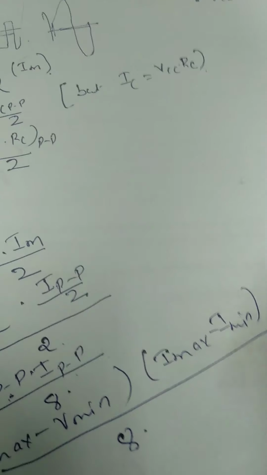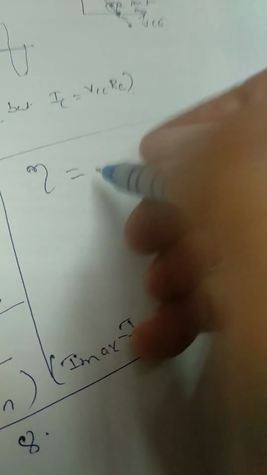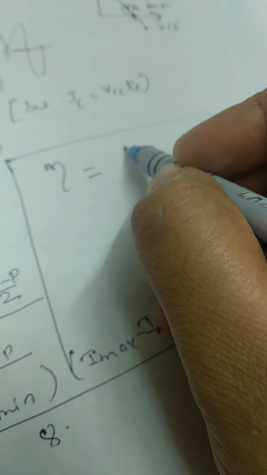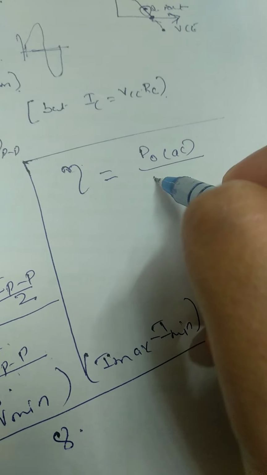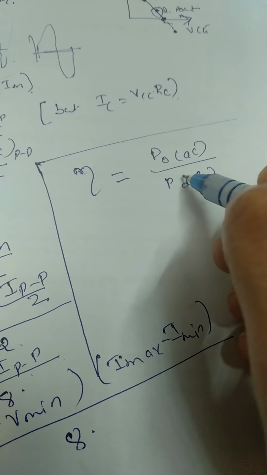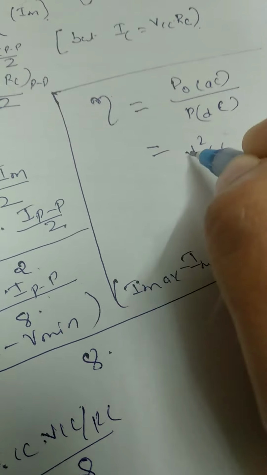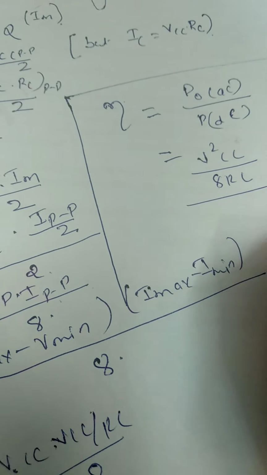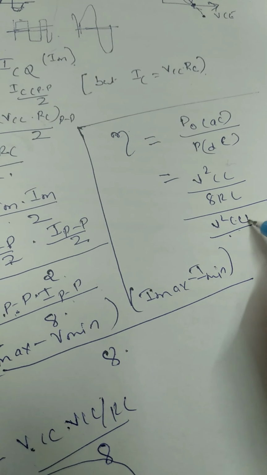Now, what is the efficiency? The efficiency of an amplifier can be defined as output AC power to the input DC power. So what is output AC power? Output AC power is V square CC divided by 8 RC. What is input power? V square CC into RC divided by 2.